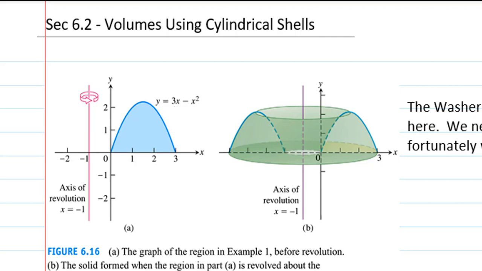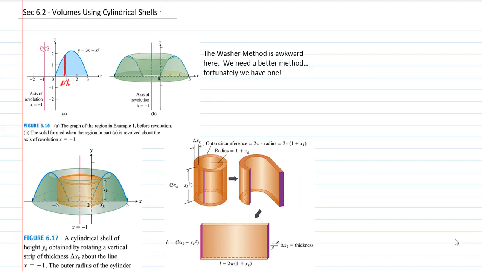Because we have y as a function of x, we would like to use a vertical rectangle, and the width of it would then be a delta x. So then we could use the function as it's written, y equals 3x minus x squared. The problem is for the disk and the washer method, our representative rectangle has to be perpendicular to the axis of revolution. This rectangle is parallel to the axis of revolution. So we're going to develop what's called the cylindrical shells or the shell method for volumes of revolution, and we use that when the rectangle is parallel to the axis of revolution.